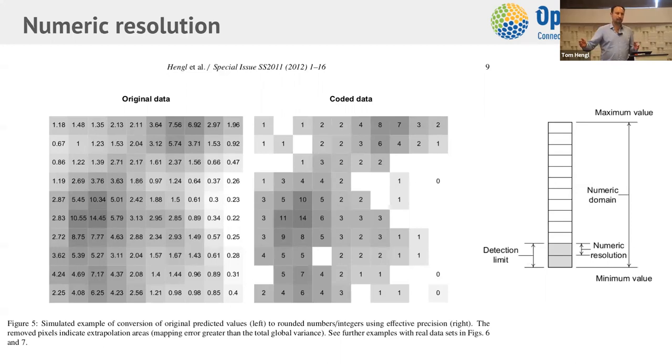Because if I know my detection limit, or half of the prediction error, then I can compress. Let's say if here it's a half, then I can compress all the values to integers. And I can also remove all the pixels where the errors are so high that I have full uncertainty. So first I code the data into classes, integers for example. And then I remove the pixels which are highly uncertain, like what Hannah does also. And then I finish with the effective data.